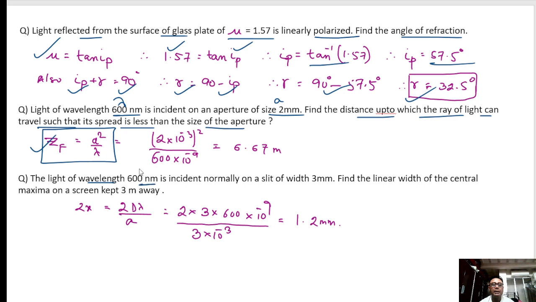Next is light of wavelength, is incident normally on a slit of width this. Find the linear width of the central maxima on a screen kept at D. So D given. That means 2x they are asking, which is 2D lambda by a. So here we get it.